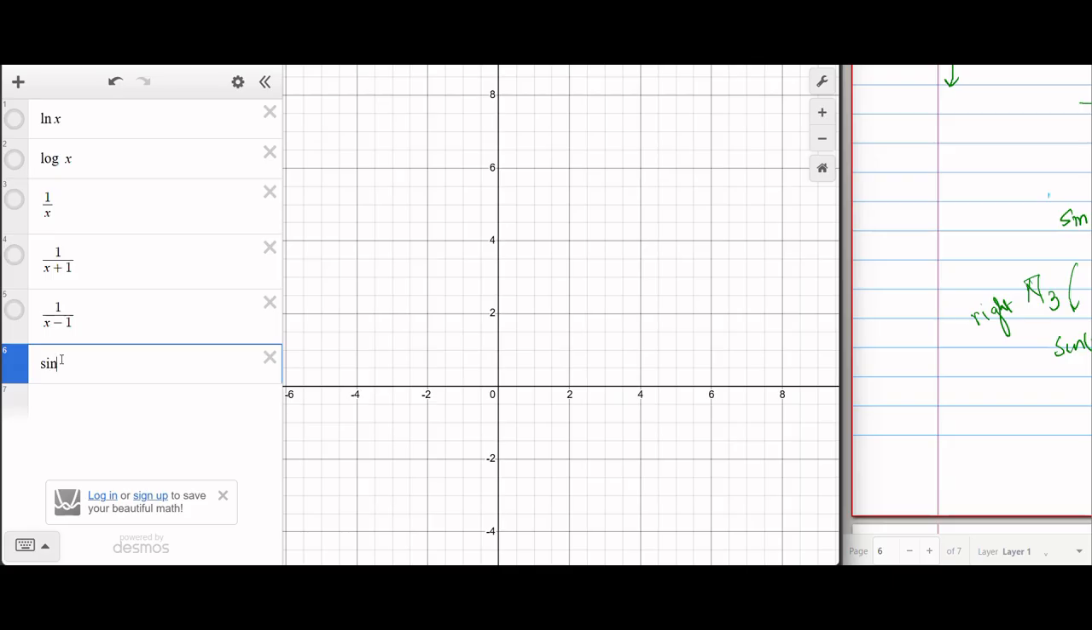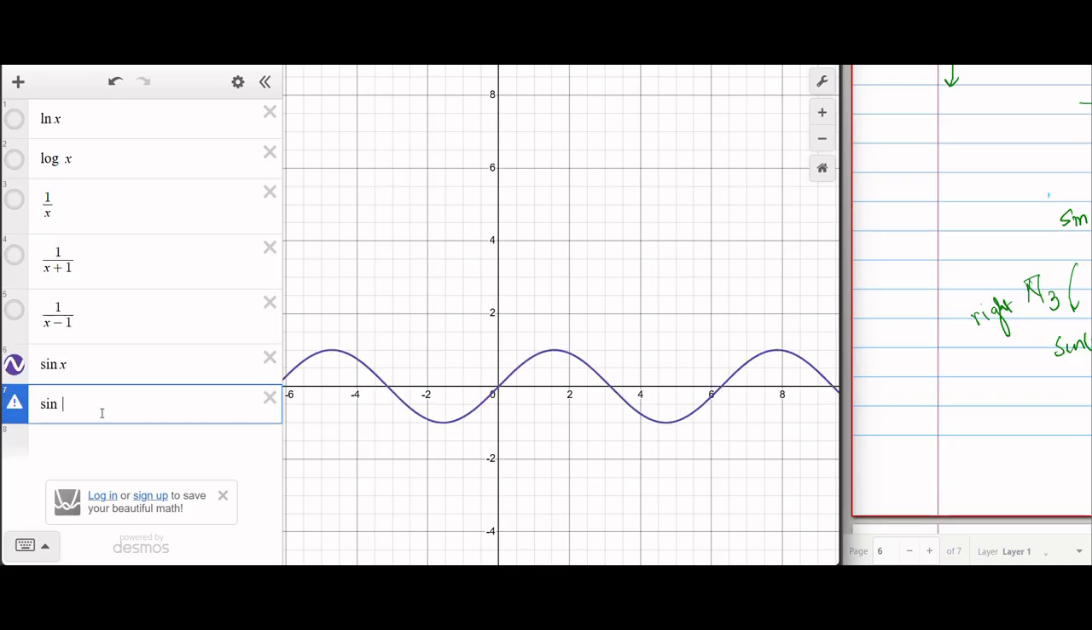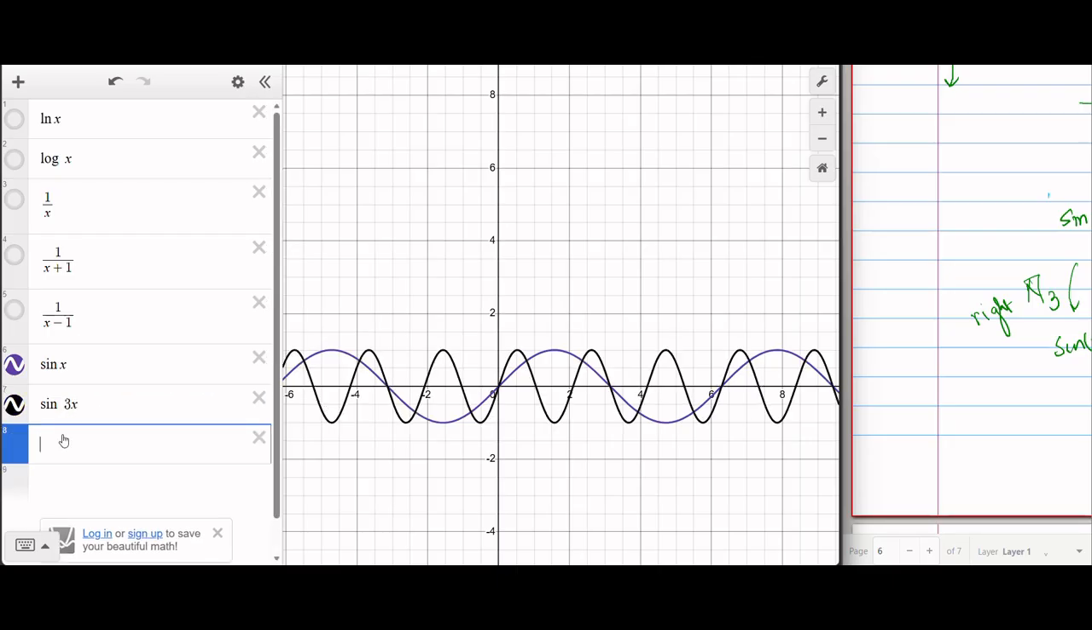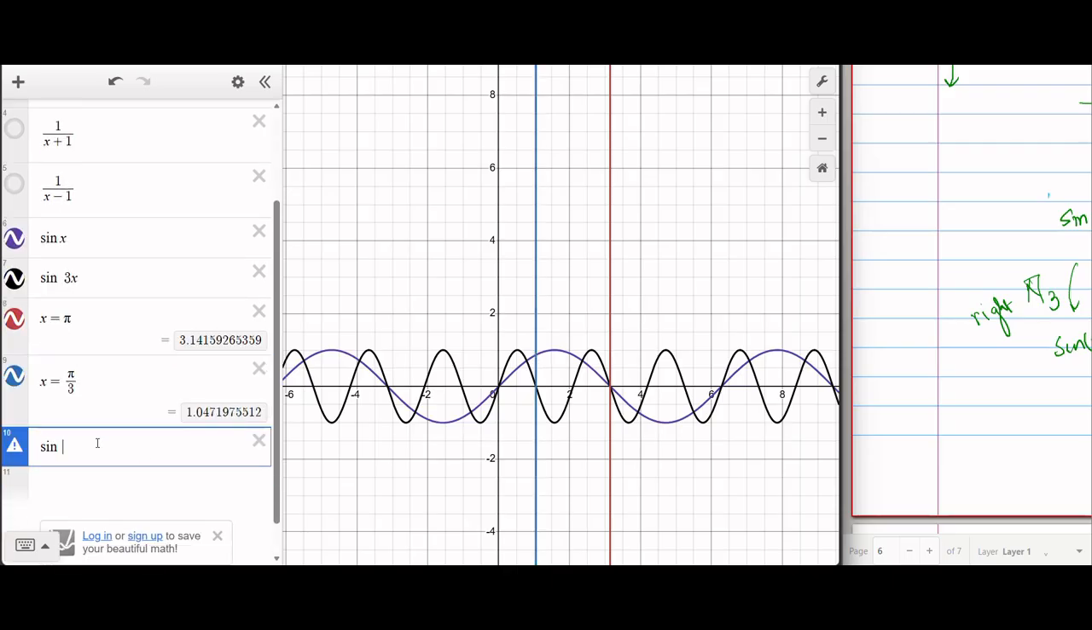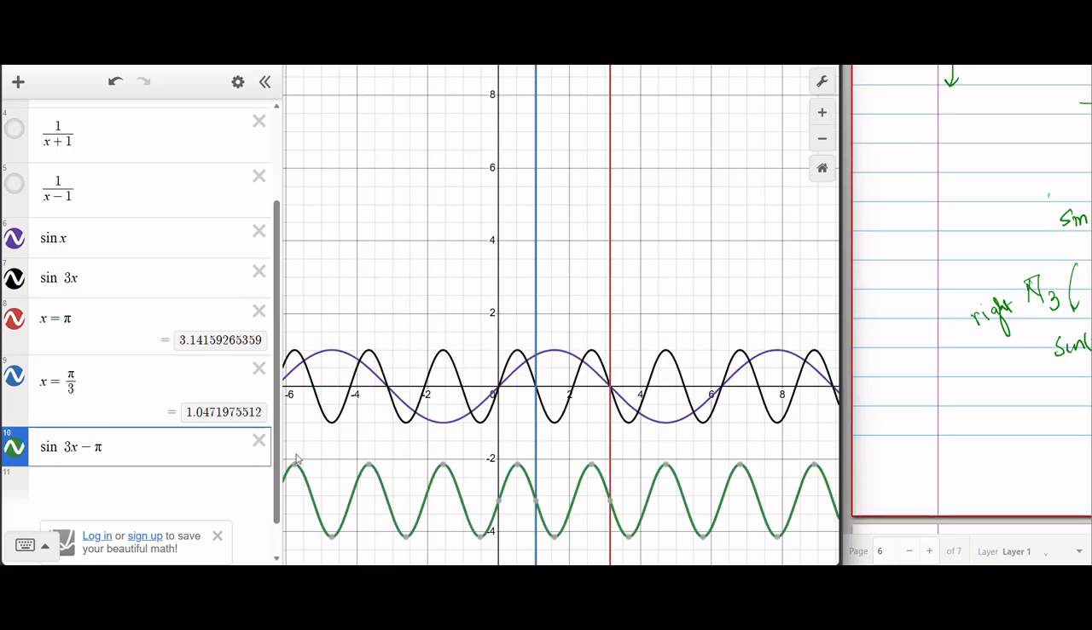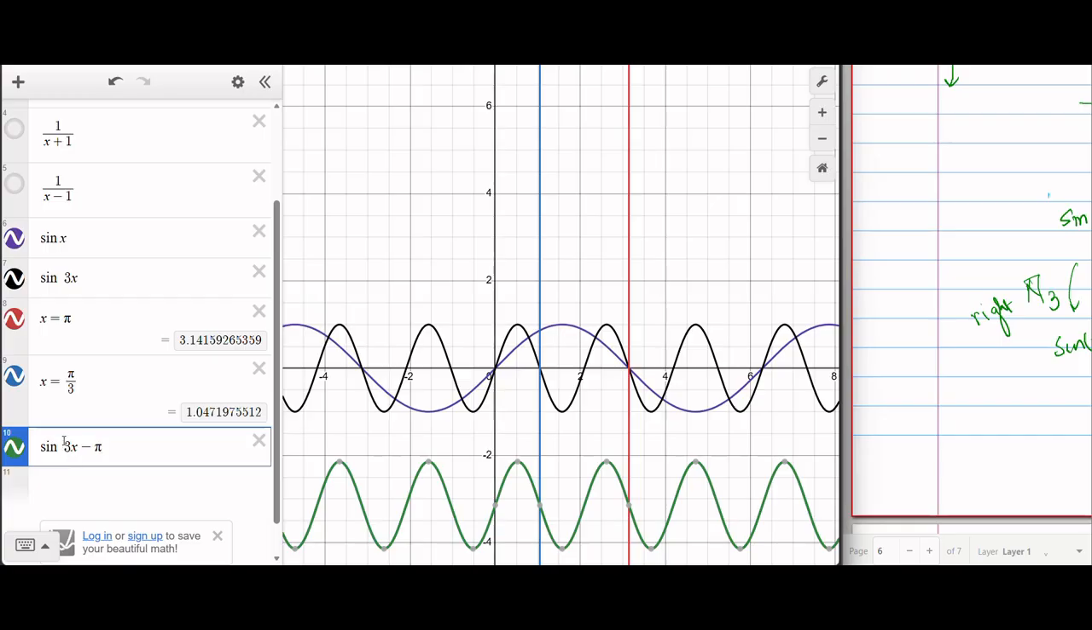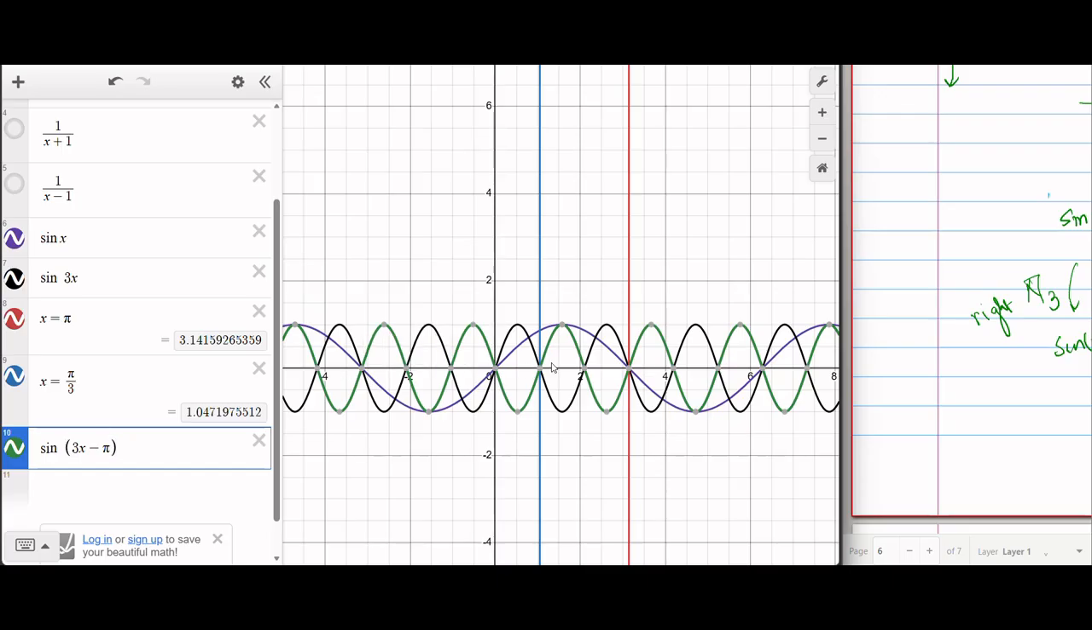So if we do sine x, it looks like this. If we do sine 3x, it looks like this. Let me mark x equals pi by 3. Now if we do sine 3x minus pi, what happens? This black curve just moves by a unit of pi by 3 to the right. So we'll start this black curve from pi by 3, and we'll get the same function again.